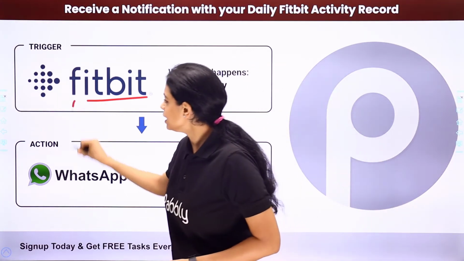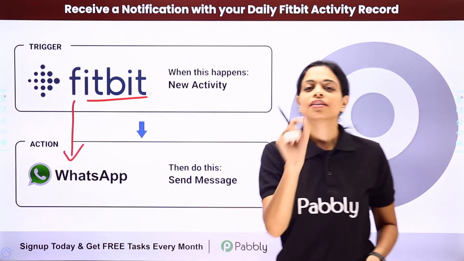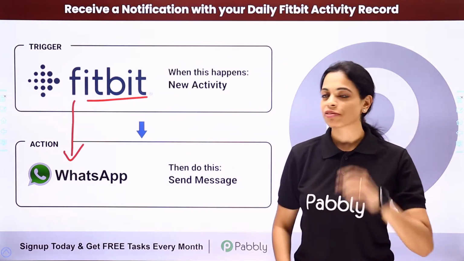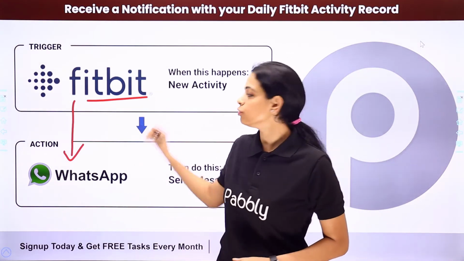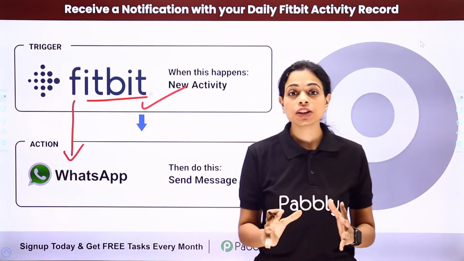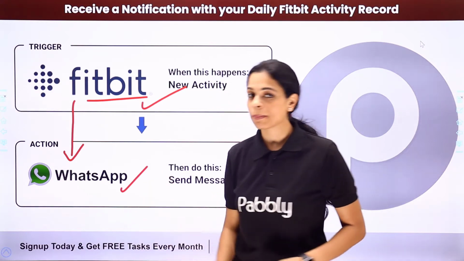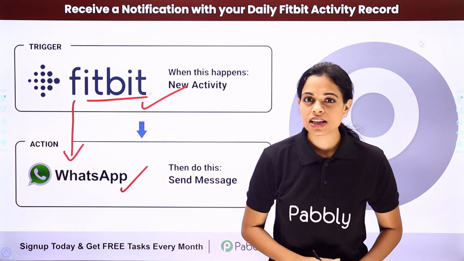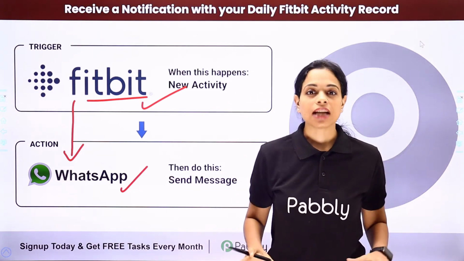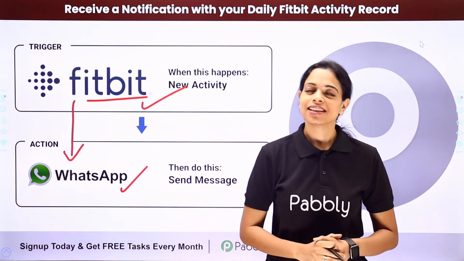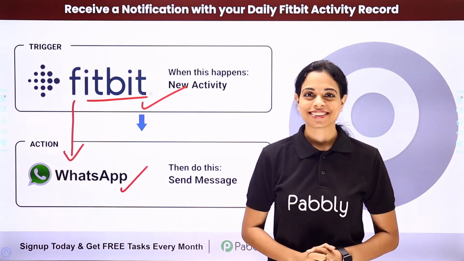For this, you will have to integrate these two applications. The same can be done using Pabbly Connect software. Here, your trigger application would be Fitbit and your action application would be WhatsApp. Now, how can you integrate and automate this entire process yourself? To understand that, let me take you to my screen.